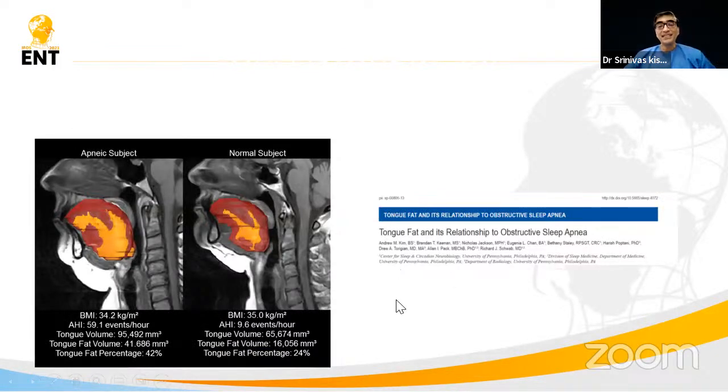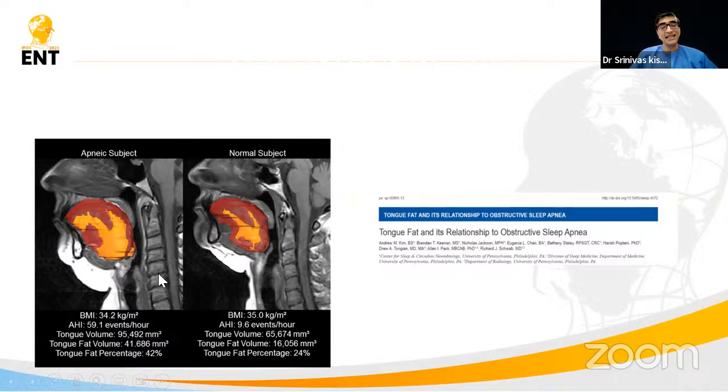It basically told us that even though the BMI is high, in patients with obstructive sleep apnea, somehow they have this special attraction to attract fat and put it in the tongue base. Look at this particular picture. The BMI is the same, but the AHI in this gentleman is about 59.1, but in this gentleman, it is 9.6. So even though the BMI is matched, just because their AHI is different, the amount of tongue base fat is different.